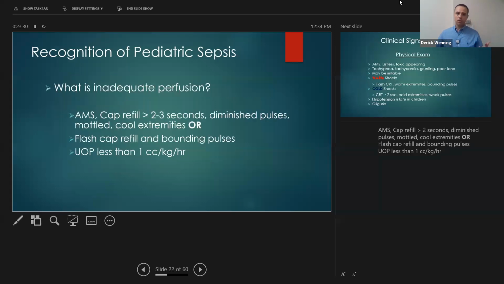So inadequate perfusion is altered mental status, a delayed cap refill, a diminished pulse, some mottled or skin changes, cool extremities, or you could have something called warm shock, which is where children come in and they're extraordinarily hot and their periphery is just red. I mean, it just looks red. And they just have flash cap refill. You press on them, as soon as you let go, it fills back up. And they have really, really bounding peripheral pulses.